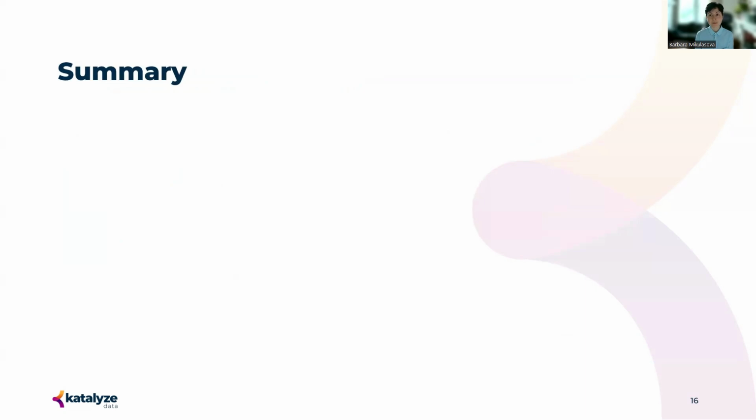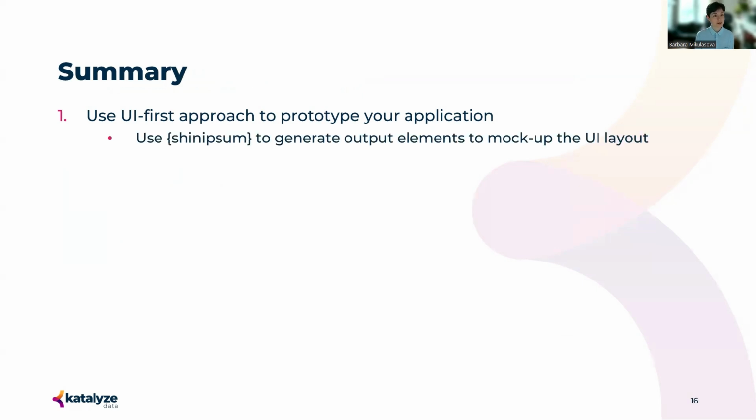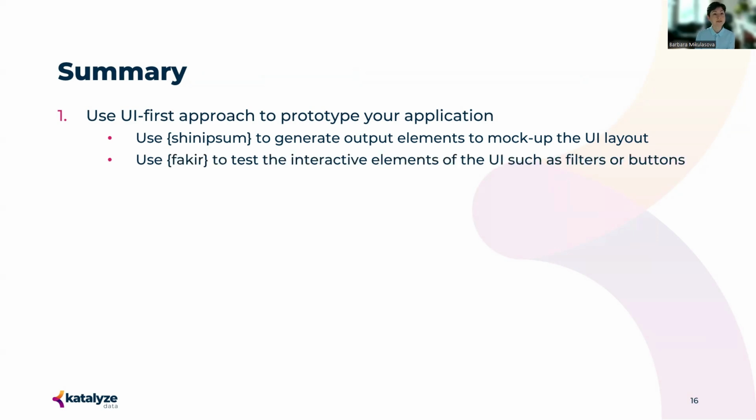As for my final summary, I would like to reiterate that if you want to do successful and time-efficient prototyping, you should use the UI-first approach to prototype the front end of your application. To do that, you can use the Shiny package to generate output elements to help you populate the mockup user interface layout, and the fakeir package if you need additional fake datasets to test the interactive elements of your layout, such as the filters or your buttons.